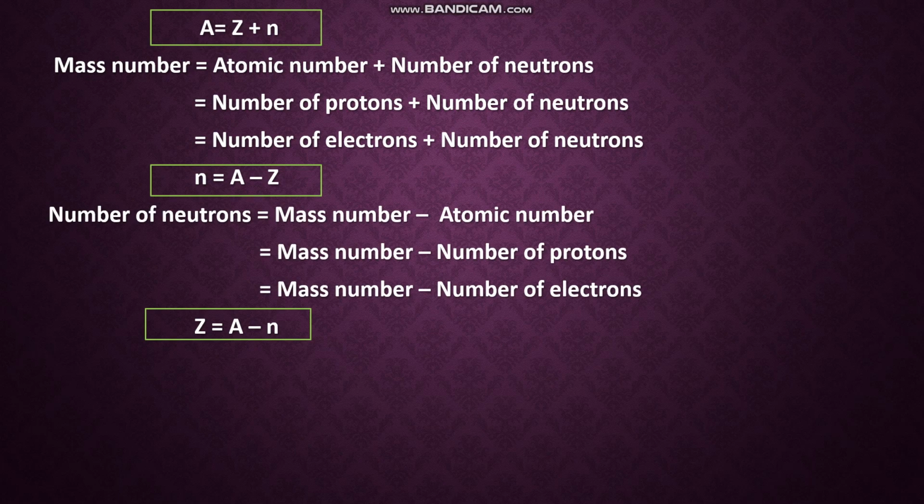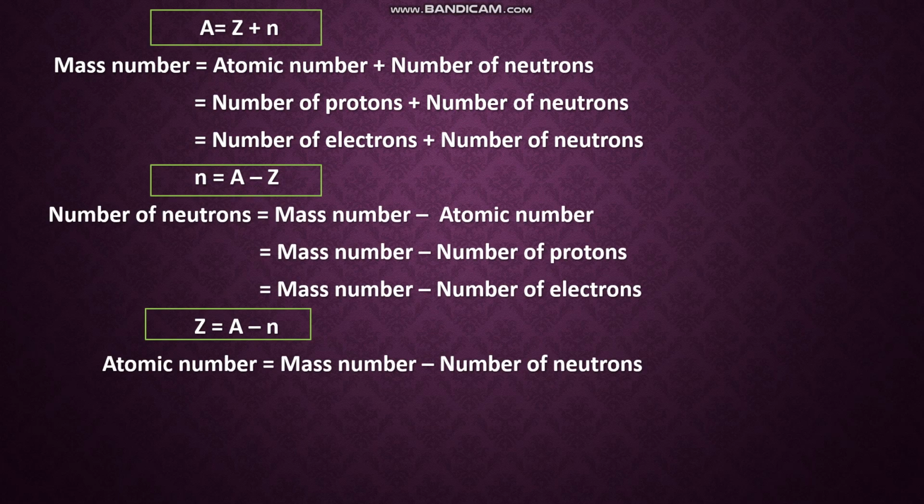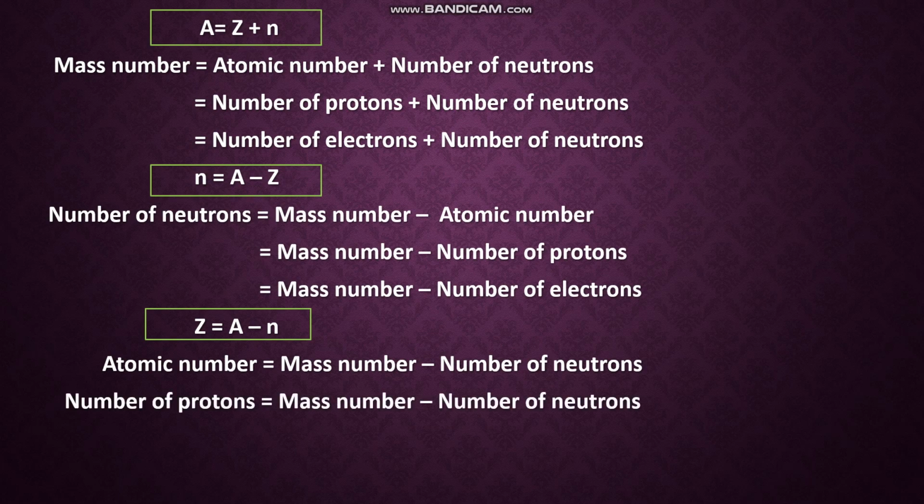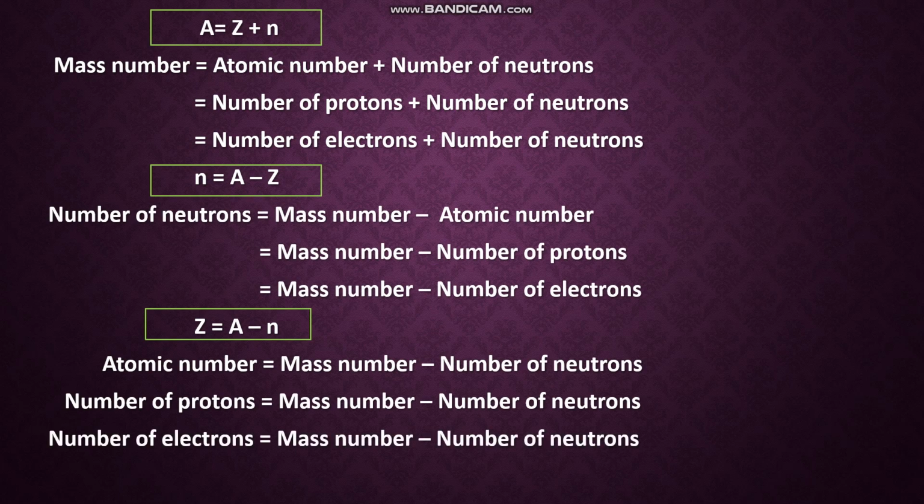Now how to find out the atomic number? Mass number minus number of neutrons. Or if you want to find out the number of protons, same equation, mass number minus number of neutrons. If you want to find out the number of electrons, also the same, mass number minus number of neutrons, because atomic number, number of protons and number of electrons are the same.